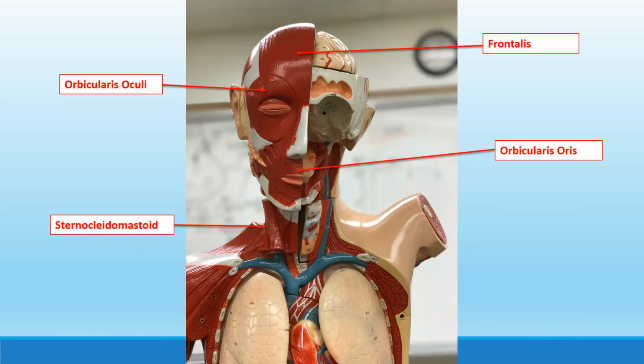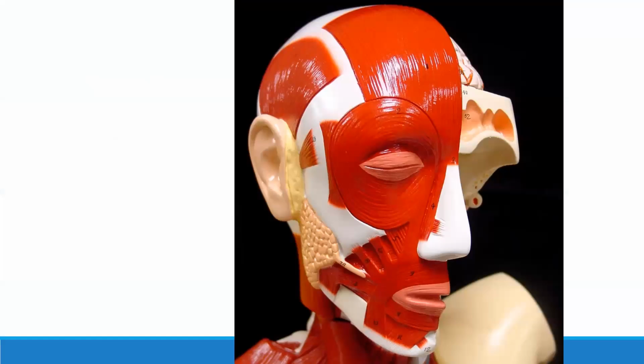Now, this is a very important muscle. This is the sternocleidomastoid. This is the muscle that allows us to turn our heads. The zygomaticus muscles, they come right off the zygomatic bone. More expressive type muscles.